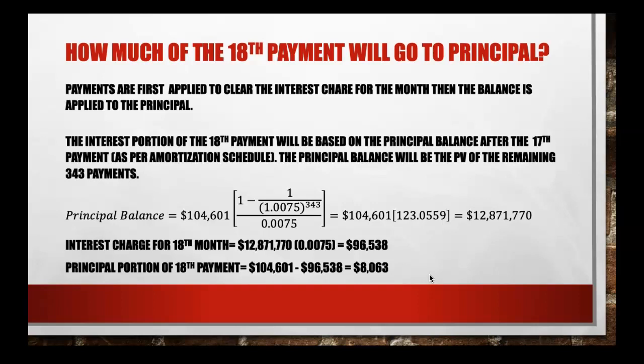Also, how much of the 18th payment will go to principal? So we go back to our amortization principle that payments are first applied to clear interest, with the balance of the payments going to principal. So for the interest portion of the 18th payment, we need to know the principal balance at the beginning of that month. Right? So we'll be looking at the principal balance after we have made 17 payments. To know that, we simply need to know how many payments remain after 17 have been made. Subtracting 17 from 360, we get that 343 payments remain.